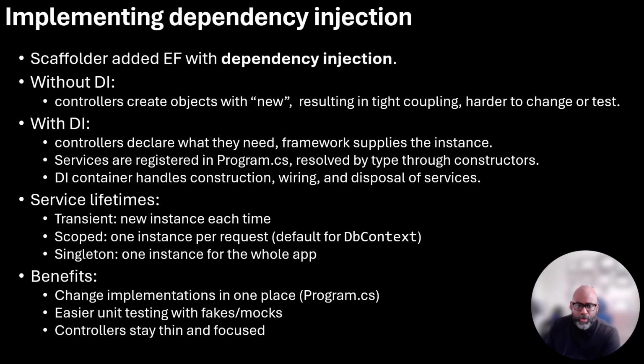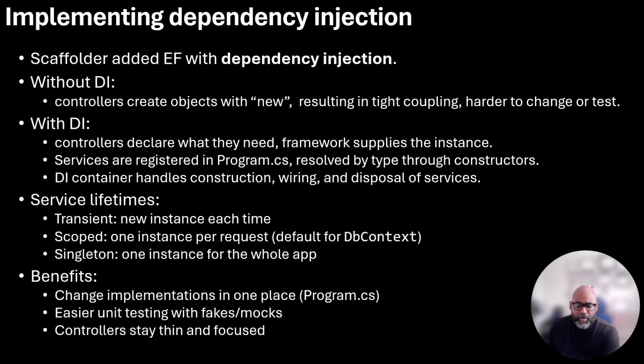We register services in program.cs, and when the controller runs, the runtime looks at the constructor parameters, matches them by type, and supplies the right objects. The dependency injection container therefore does all the work for us. For each parameter, the container creates or reuses an instance based on the lifetime that we register.